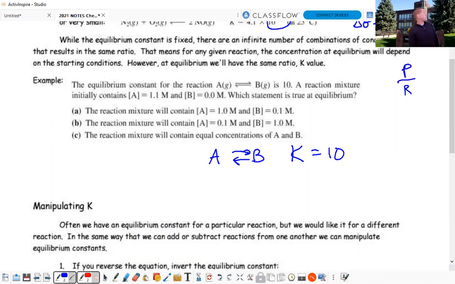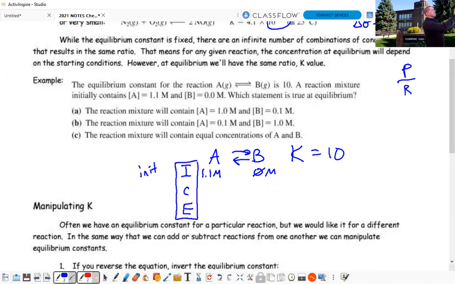Now it says a reaction mixture initially contains 1.1 molar of this and 0 molar of that. Which of the statements is true at equilibrium? All right, so we're not at equilibrium. We're at initial. And you're going to see we're going to make something called an ICE chart tomorrow. ICE stands for the initial concentration, the change in concentration, and then the equilibrium concentrations. Well, this is saying the initial concentration.